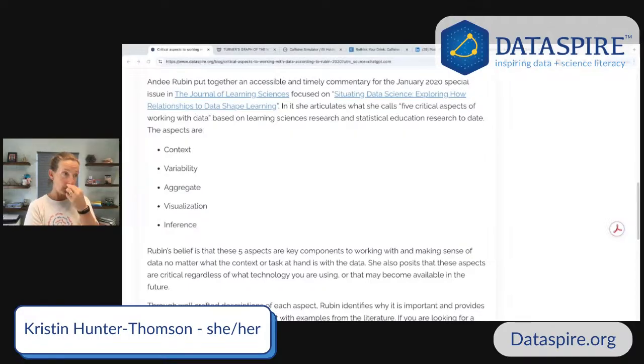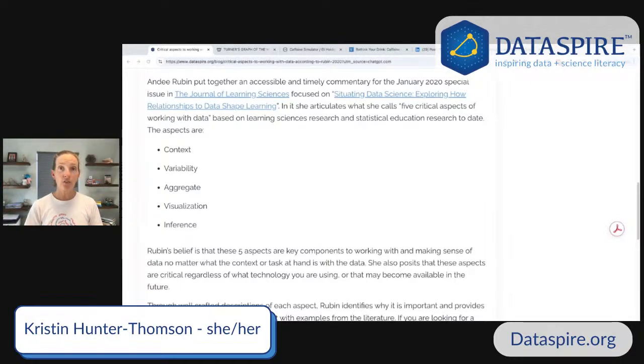And she has a great paper that came out in 2020, though you might have missed it because everything else happened a couple months after it came out. It identifies the 5 critical aspects of working with data: context, variability, looking at the aggregate of all the data, really engaging with the visualization, and then getting to, well, what inference will we draw? We can develop a claim from the data, but then what does that mean?